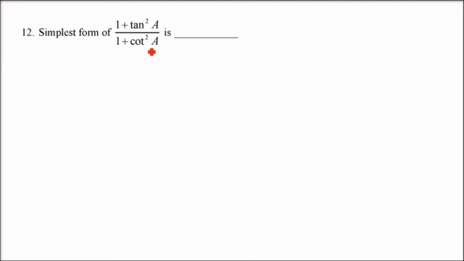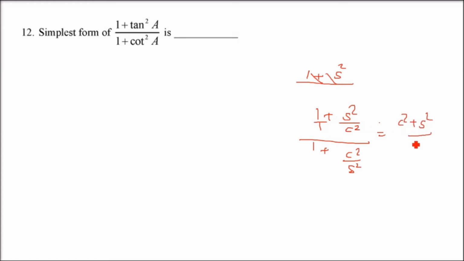The simplest form of (1 plus tan square A) by (1 plus cot square A). So 1 plus tan square A, we can write as 1 plus sin square A by cos square A. In the denominator we have 1 plus cos square by sin square. This becomes (cos square plus sin square) by cos square, and in the denominator (sin square plus cos square) by sin square. We know that sin square theta plus cos square theta, or sin square A plus cos square A, equals 1.